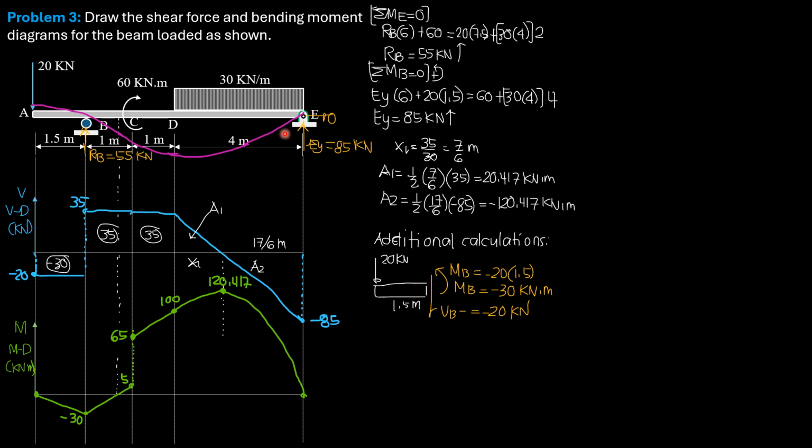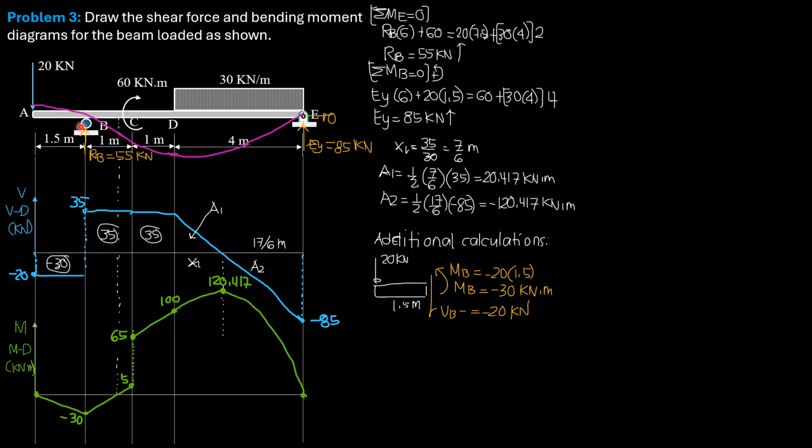So first, we sum up moments about E. Summation of moments about E is 0, so R sub B times 6 plus 60 equals 20 times 7.5 plus 30 times 4 times 2. So RB is 55 kilonewtons.